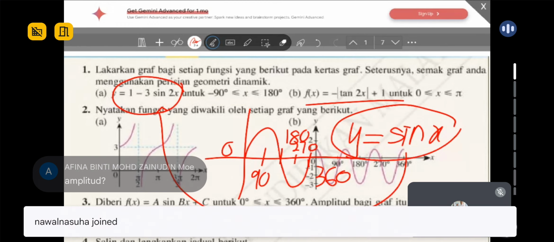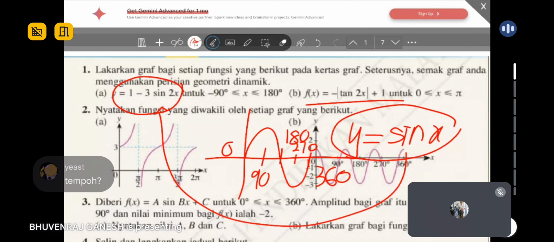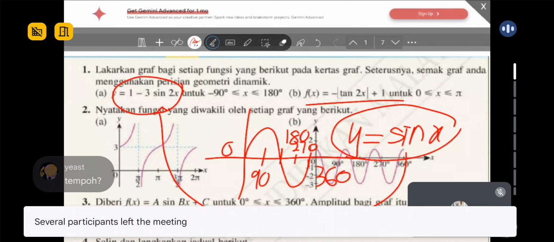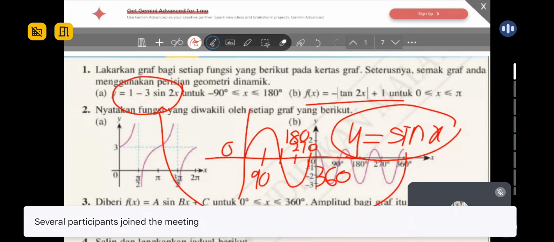Yes, the amplitude changed. Your amplitude now is 3. Asalnya 1 saja, sekarang amplitude dia 3. The period also changes, because your B value changed. Kalau nilai B berubah, tempo dia juga berubah.